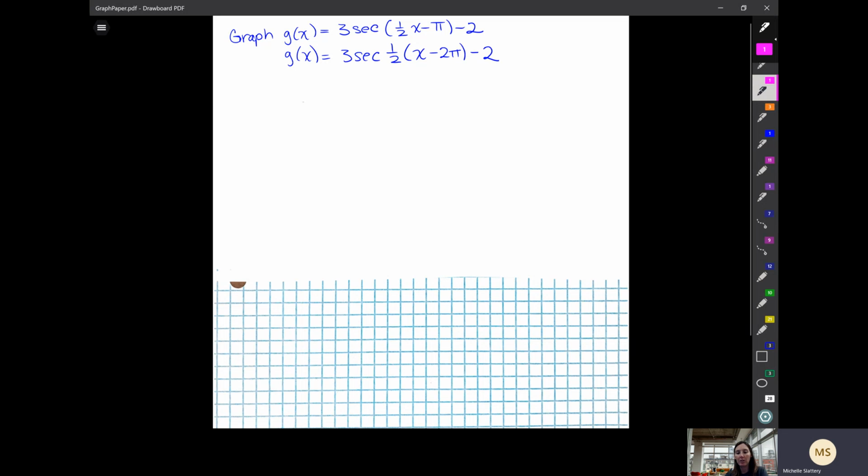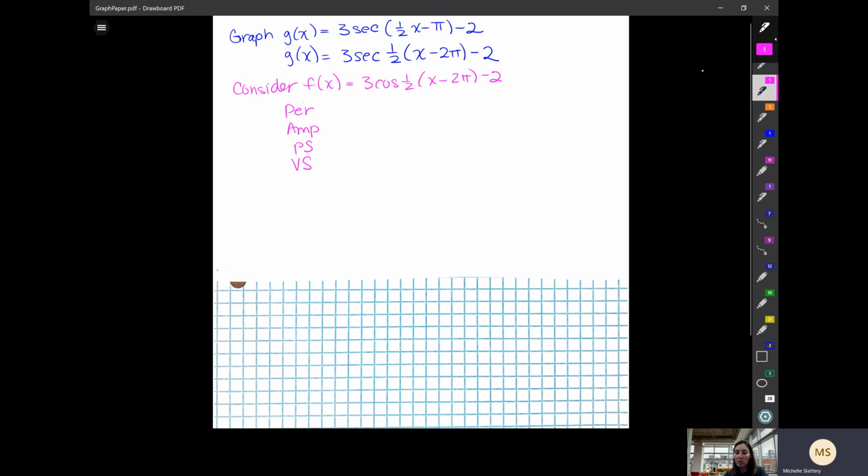So let's consider the cosine function. So I'm going to write, consider the respective cosine. I'm going to write it as f. F of x is 3 cosine of 1/2 quantity of x minus 2 pi, minus 2. All right. And so then I'm going to go ahead and find all the information about this. So find the period, find the amplitude, find the phase shift, find the vertical shift.